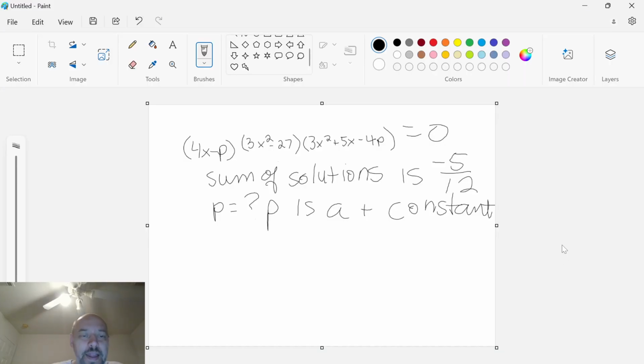Here's a question that is much like Practice Test 3, Module 2 Hard, question 15. It's not exactly like it, but it's like it. So it's got (4x minus p)(3x squared minus 27)(3x squared plus 5x minus 4p) equals 0. It says the sum of the solutions to this is negative 5/12. The solutions are x values, where it crosses the x-axis, where y is 0. That's what solutions means. And p is a positive constant. What is the value of p?